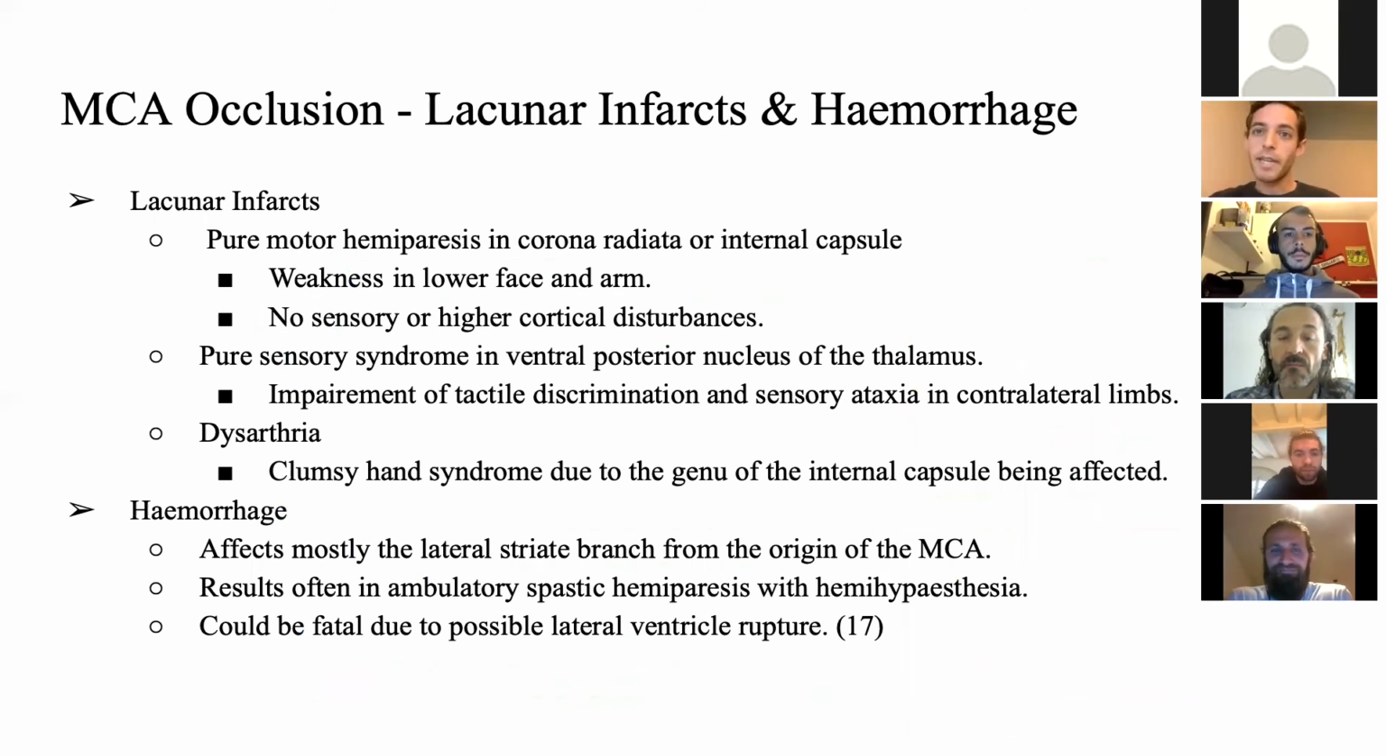Lacunar infarcts and hemorrhage of the MCA. So lacunar infarcts are small infarcts in the deep cerebral white matter, basal ganglia or pons, and are presumed to result from an occlusion of a single small perforating artery supplying the subcortical areas of the brain. In comparison, a hemorrhage is when the brain's function is interfered with because of bleeding. Hemorrhage tends to be fast onset, and the lacunar infarcts tend to be a slower onset.